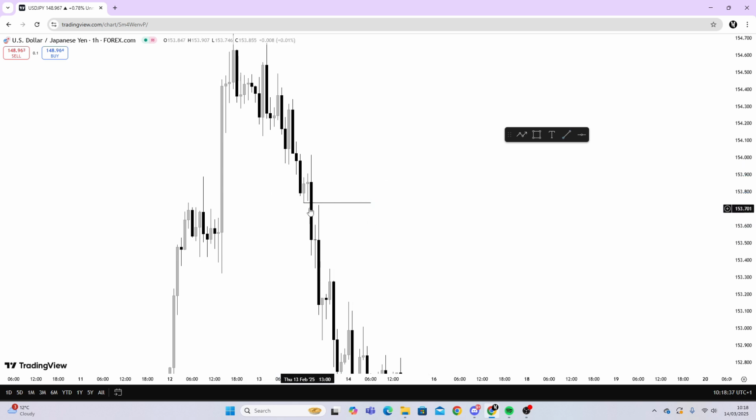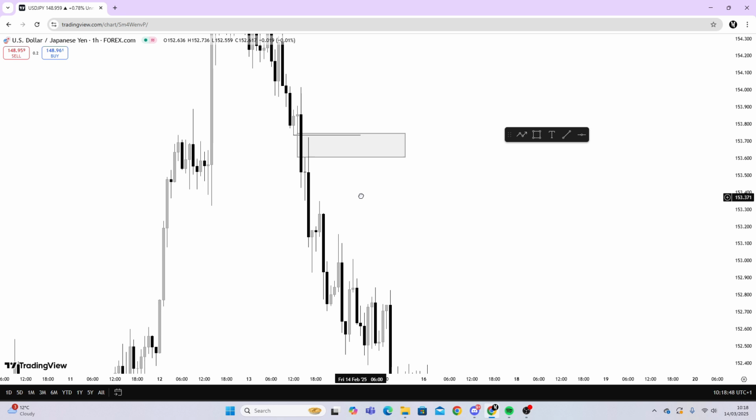So here we have 2 in a row, and I mark it out at the bottom of the wick, because it's overlapping with a fair value gap. As you can see, the line is going through a fair value gap. So we're gonna mark it out at the bottom of the wick.